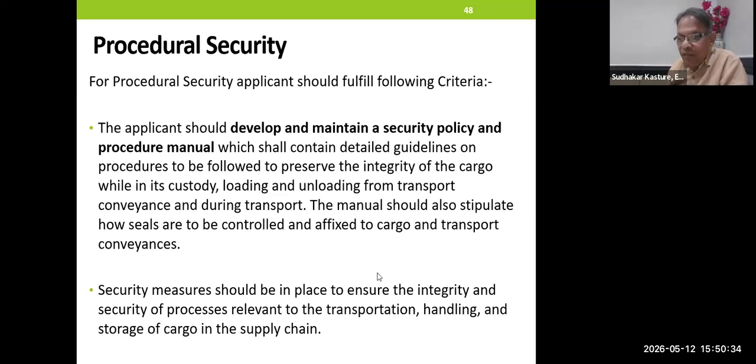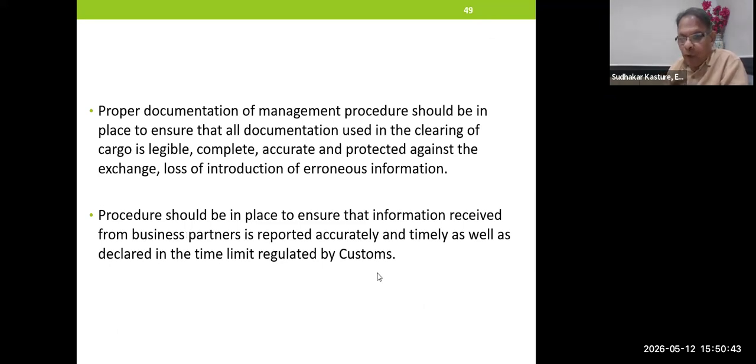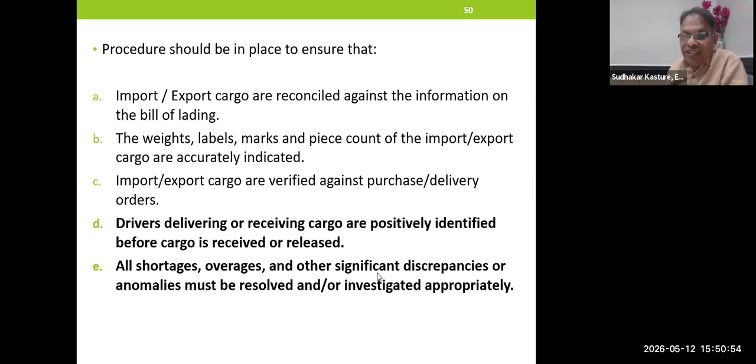Procedural security, develop, maintain security policy, procedural manual, which most of the companies already follow. Proper documentation of management procedures. We call it standard operating procedure, SOPs, amendment of those SOPs. Procedure should be in place. Drivers delivering or receiving cargo are positively identified. All shortages, overages are identified, intimated.